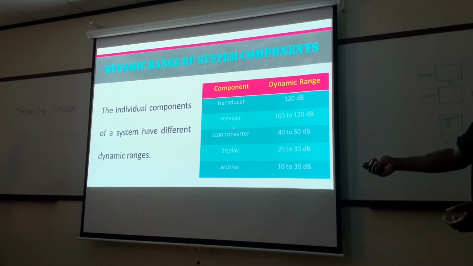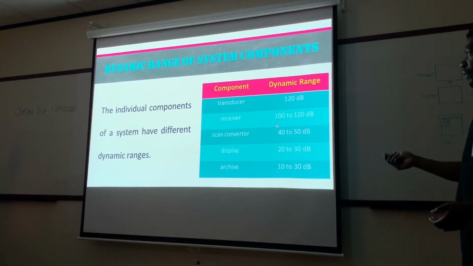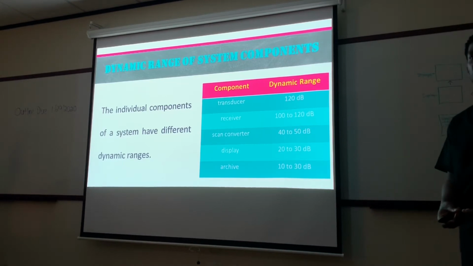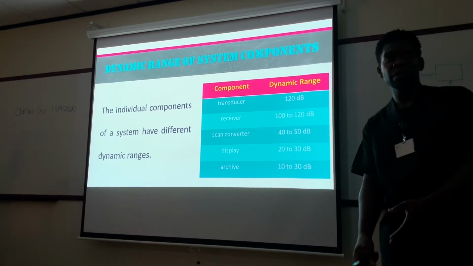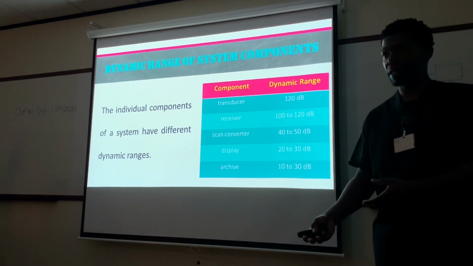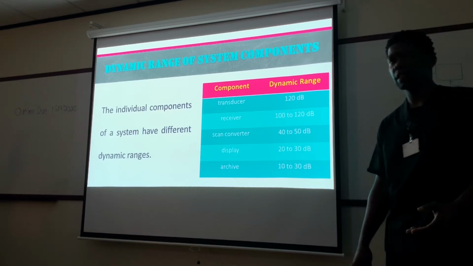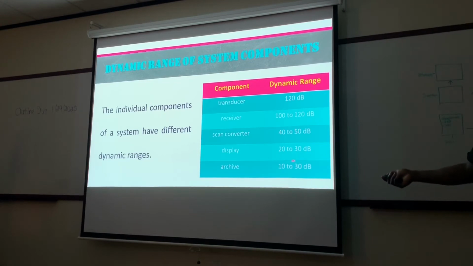So our transducer, 120 decibels. Our receiver, our 5-function receiver, 100 to 120 decibels. Our scan converter, that's the part before it goes to the display. It's basically taking the analog information we're getting from the receiver and converting it to digital information. We're going to cover that in chapter 15. It displays it in its processing, and then it goes to the display, operating at about 20 to 30 decibels. What is that? 100 to 1,000. That's the range.